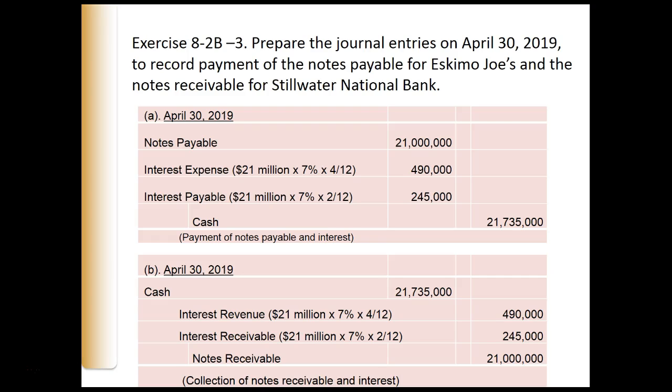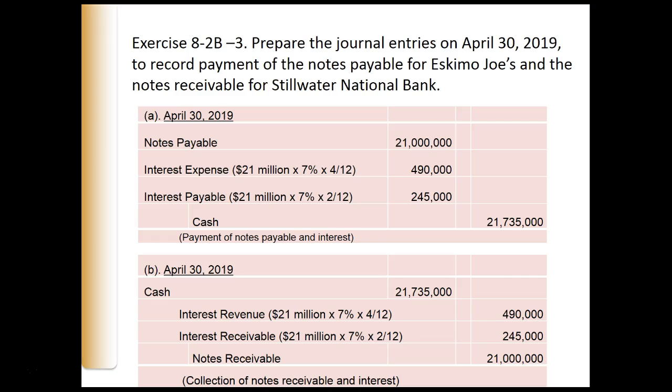Now, the bank is receiving the $21,735,000. It already recorded the revenue that was earned in 2018, but it had an interest receivable out there that we will now credit to zero it out since we're getting the cash. We'll show the interest revenue that has accrued from January through April 30th on this note, and then we will credit the note's receivable of $21 million since it is being paid off.